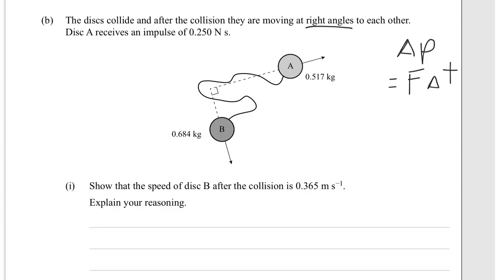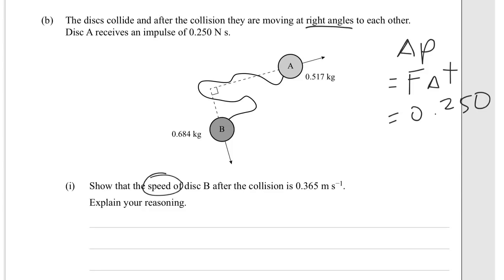So the change in momentum is 0.250 newton seconds. That's for A, but it's also got to be the impulse for B, because it's the same force. Every action has an equal and opposite reaction force, and the same time for the collision. So part 1 is show that the speed of disc B after the collision is 0.365 meters per second. We were talking about vectors before, but speed is a non-vector quantity, so we don't have to worry about that.